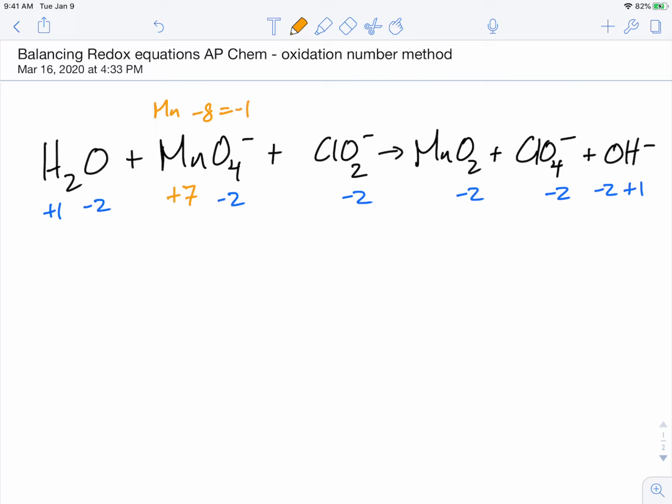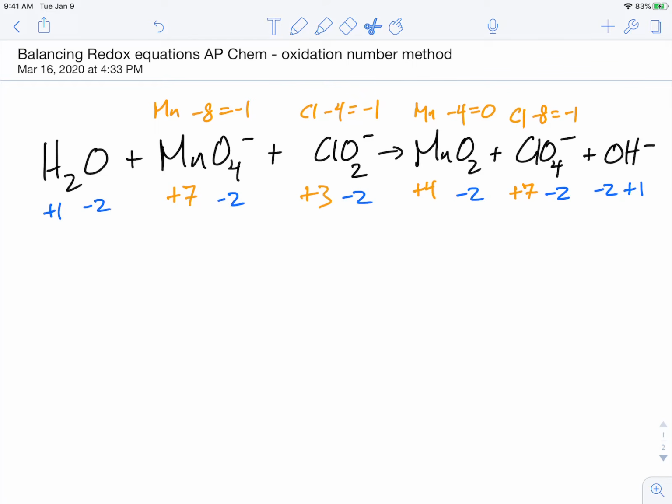Following a similar process, ClO2 minus has a -1 overall charge. 2 oxygens at -2 means it's a -4. So what does chlorine have to equal? It has to equal +3. For MnO2, this has to add up to 0. We have a -4 from the two oxygens there. So manganese must be a +4. For ClO4 minus, -1. From the oxygens, 4 of them at -2 is -8. So chlorine must be a +7.